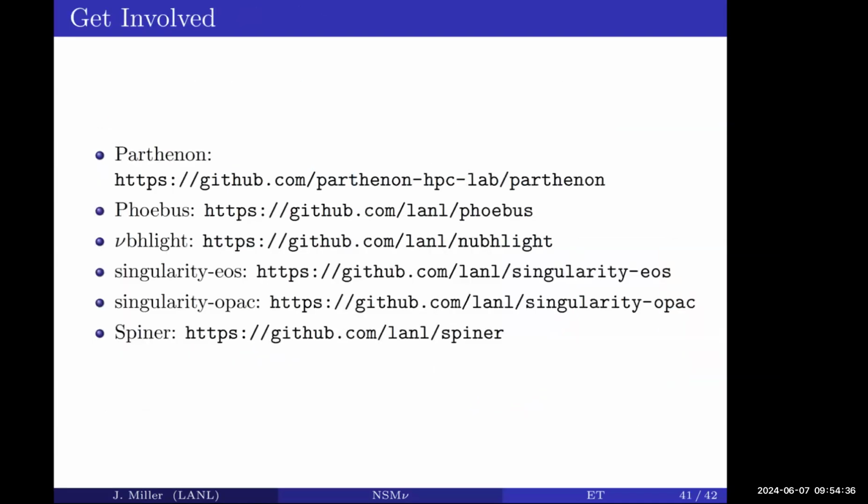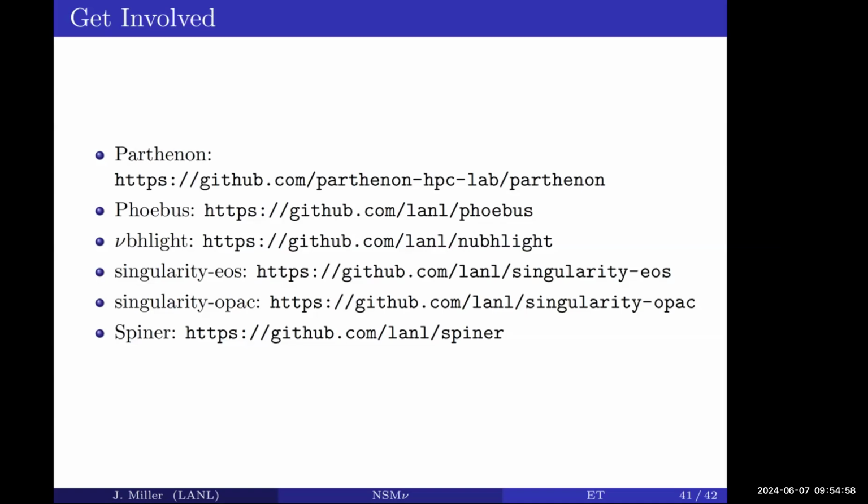And I'm just going to flash up some links here if you're interested in any of these codes. Everything we put out is open source. You're welcome to play with it. Parthenon is an adaptive mesh refinement code, similar to AMReX, I suppose. Phoebus is GRMHD built on top of Parthenon. Nubhlight is my older code that does the neutrino transport that I was talking about.